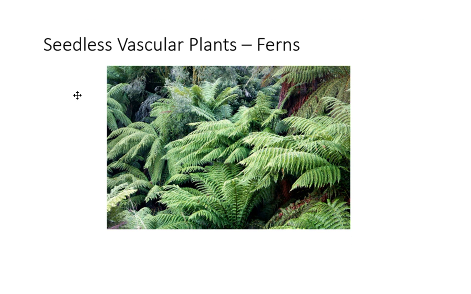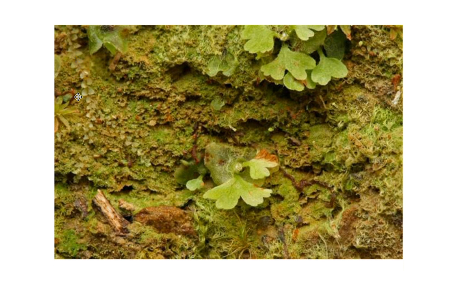Next are the seedless vascular plants. We will lump them all together and call them ferns. There's several groups of them. Seedless vascular plants have strong root systems, so they do need soil in order to grow. Some other examples besides ferns are club mosses and horsetails. We'll get more in depth with them later. This is actually the gametophyte structure of the fern. The gametophyte is the structure that produces the gametes, and we will talk more about that later.